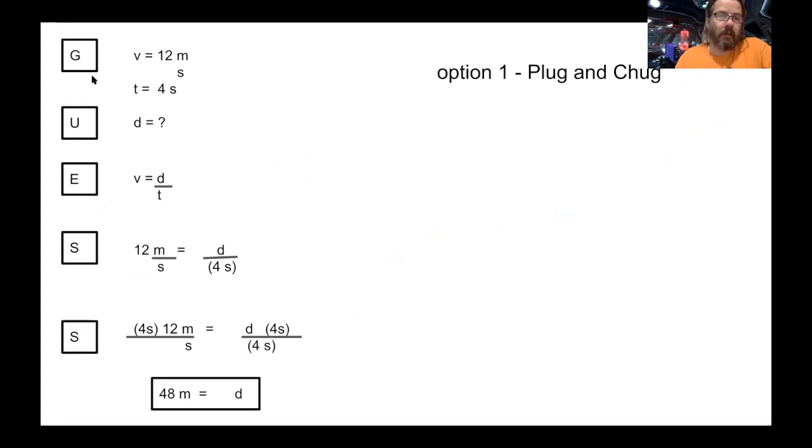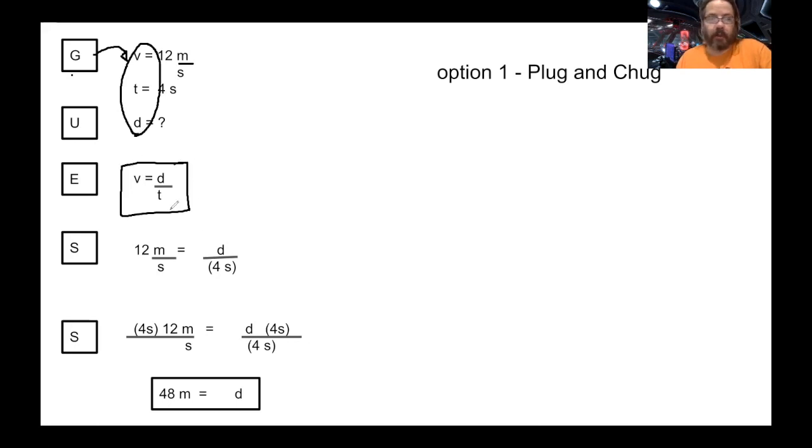So here we have our first option, which I call plug and chug. And you can see here we've got a problem set up where we've already done our guess. So we've got our given, unknown, equation, substitute and solve. So our givens were velocity equals 12 meters per second, t equals 4 seconds, and d equals question mark. So distance is my unknown. So I went to my equation sheet in the back of my composition book, and I looked for an equation that had these three variables in it. And so I chose this for my equation.